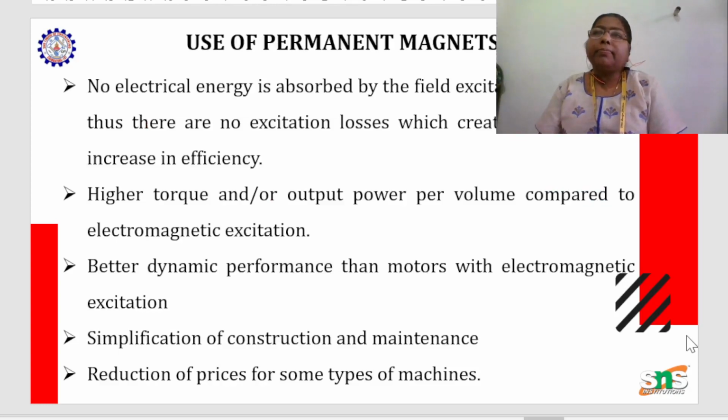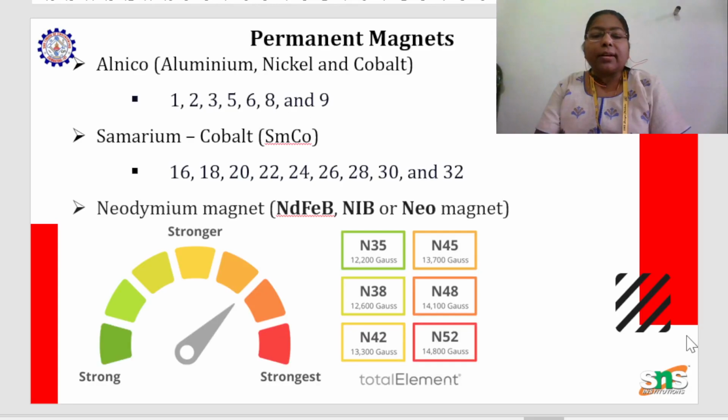If you take up the use of permanent magnets, we need not go with any electromagnetic coil arrangement. High torque density is possible, or high output power density is also possible. You can go with better dynamic performance. Then the maintenance and everything is going to be very simple. So that's the main use of permanent magnets.